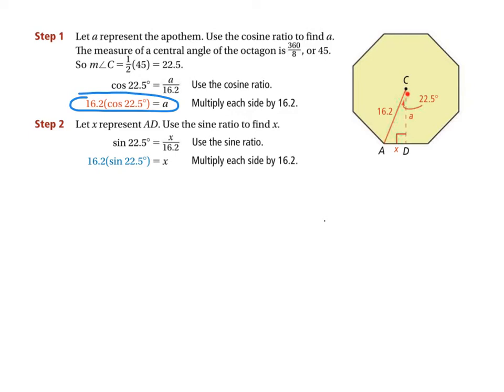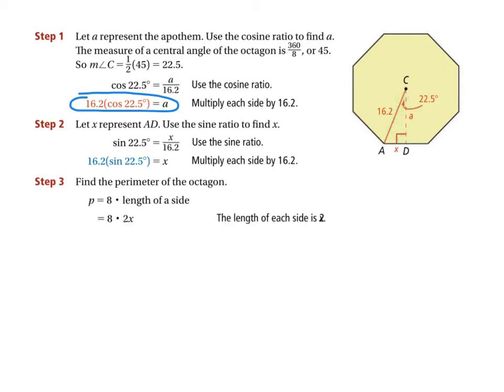We found the apothem. What we need is, remember, the area, which is 1/2 the apothem times the perimeter. So we're going to use what we just found to find the perimeter. So step 3, find the perimeter. The perimeter is just the length of a side times the number of sides. It's an octagon, so there are 8 sides. What is the length of a side? Well, we know right here that half of the side is x, so 2x is going to be equal to the full side length. The length of each side is 2x.